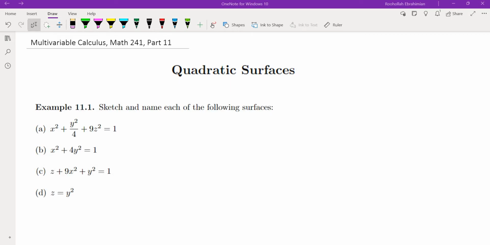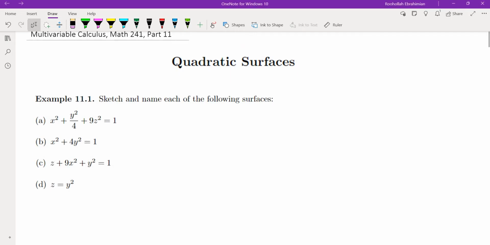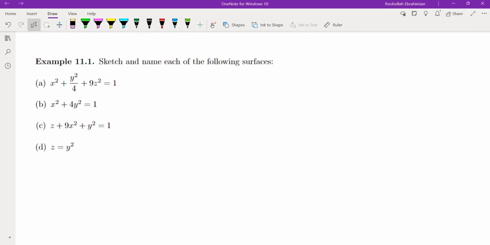And we did a few examples in the previous lecture. Sketch and name each of the following surfaces. Okay, so if you look at the first one, this looks like a sphere. If we didn't have the 4 or 9, we would have a sphere. So what's the difference between this and a sphere? Well, if you plug in x equals 0, you're going to end up getting y squared over 4 plus 9z squared equals 1, which is an ellipse on the yz plane.